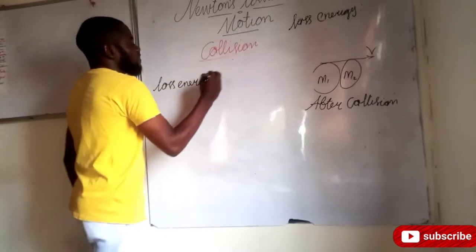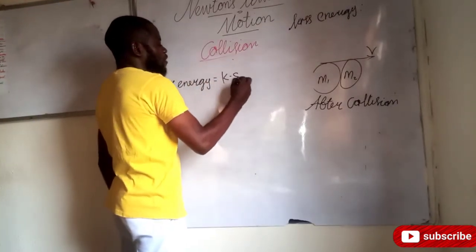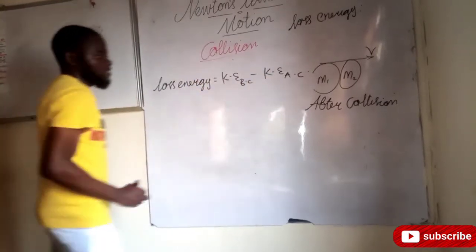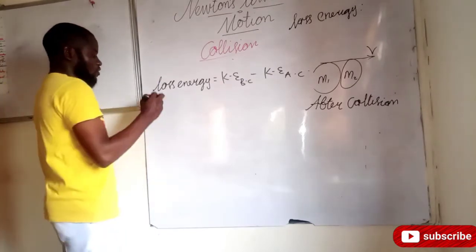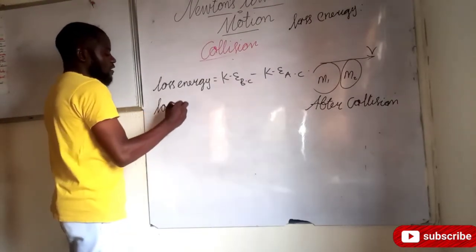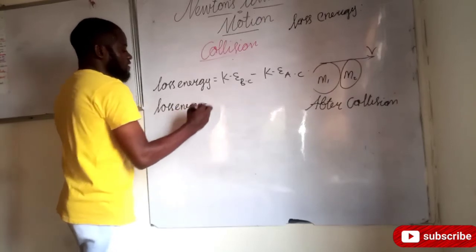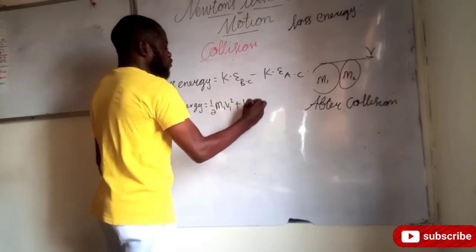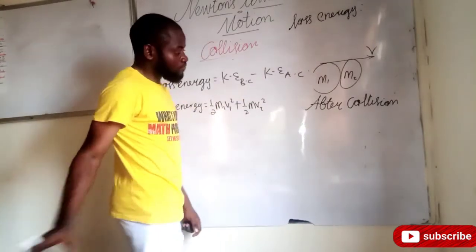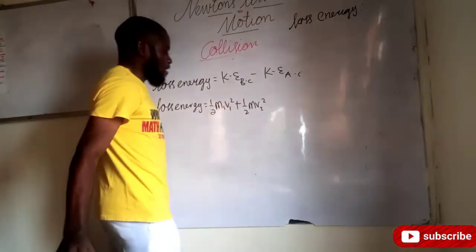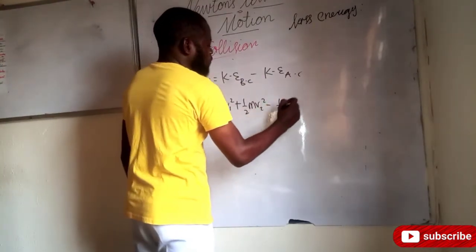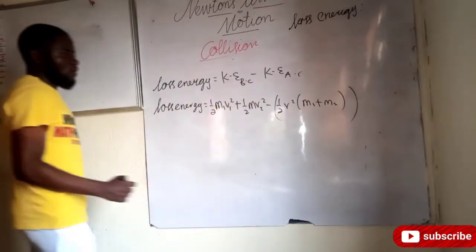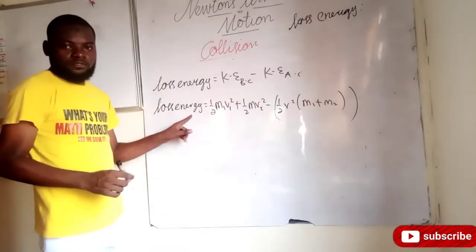is said to be the kinetic energy before collision minus the kinetic energy after collision. Are we together now? So if that is the case, lost energy is equal to 1 over 2 m1 v1 square plus 1 over 2 m2 v2 square minus 1 over 2 v square into (m1 plus m2). And this will be the lost energy for case 1. Now, case 2.